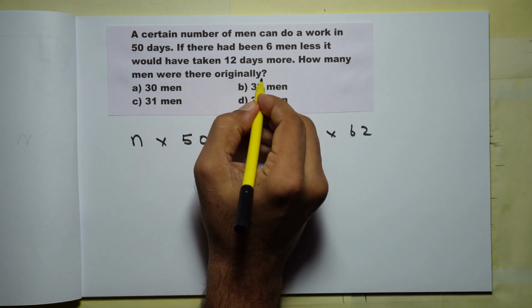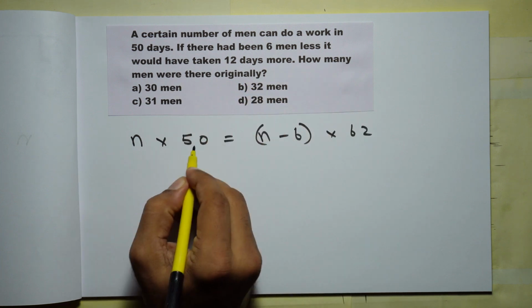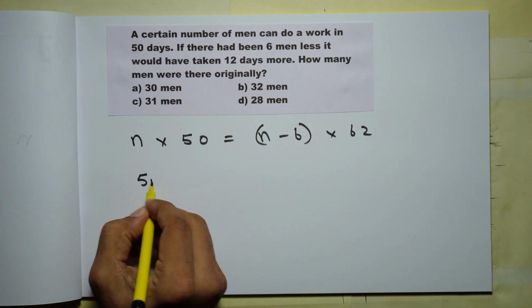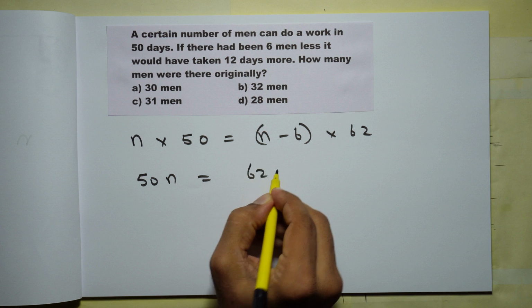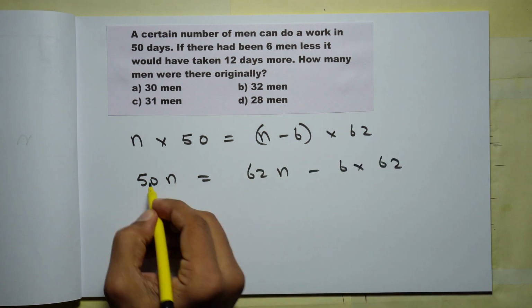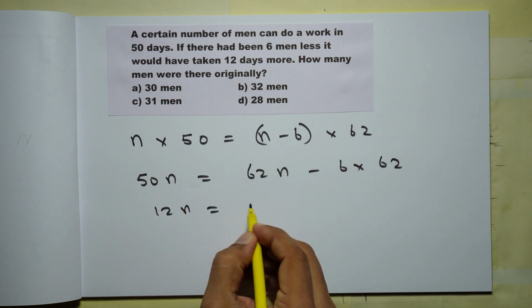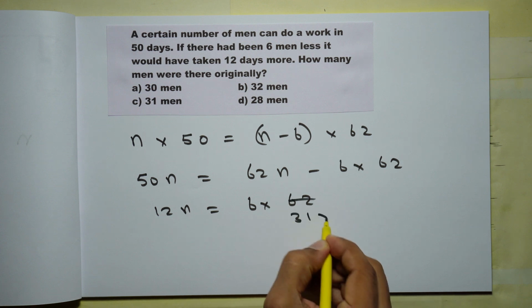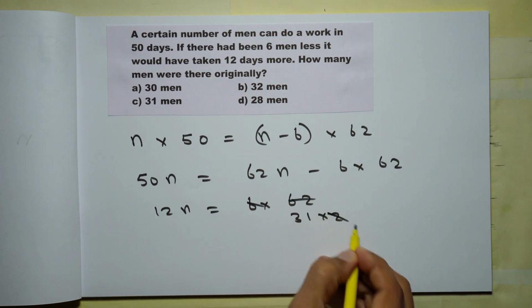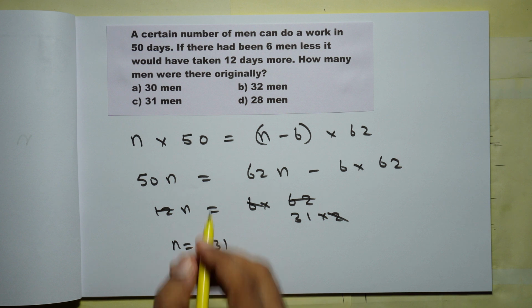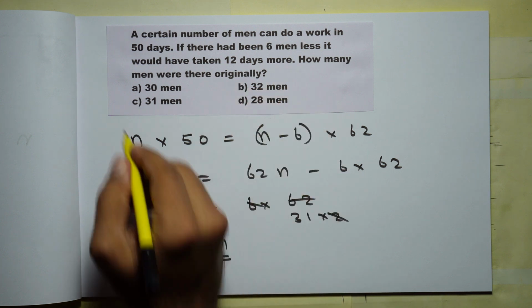How many men were there originally? So n is what we need to find out. So we'll just solve this equation and calculate the value of n. So 50n is equal to 62 into (n minus 6). I'll just bring it to this side. So you'll get 12n is equal to 6 into 62. 62 is 31 into 2. So 6 into 2 I'll cancel with 12, and n you will get it as 31. So originally there were 31 men. Option C.